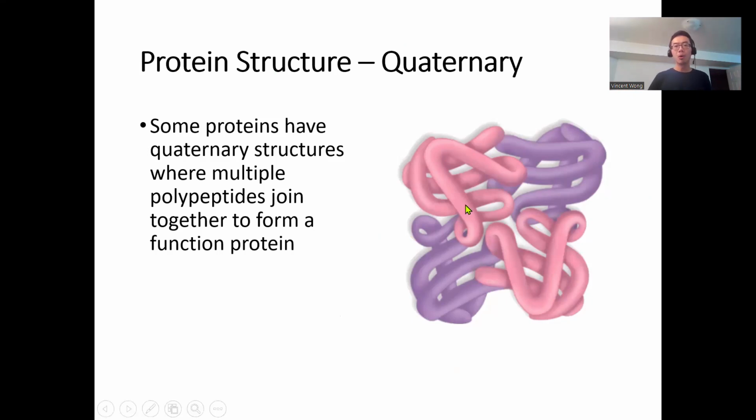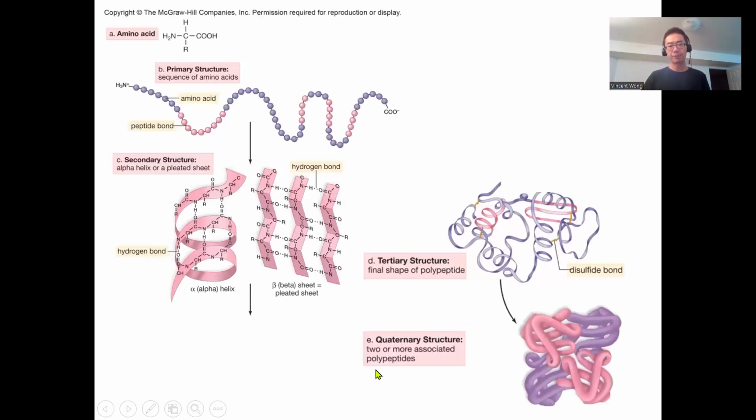Hemoglobin, which helps carry oxygen in the body, is an example. It has 4 different parts to it, and in order for it to function properly, I need all 4 parts, not just one, not just 3, all of them. So that's the quaternary structure, and these are held together by interactions between the peptides. So there you have it.